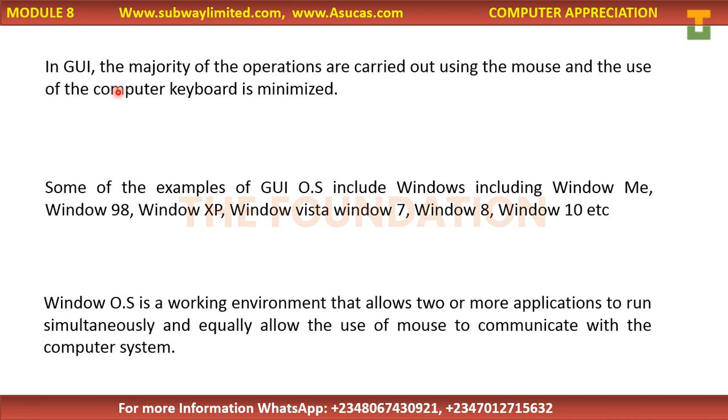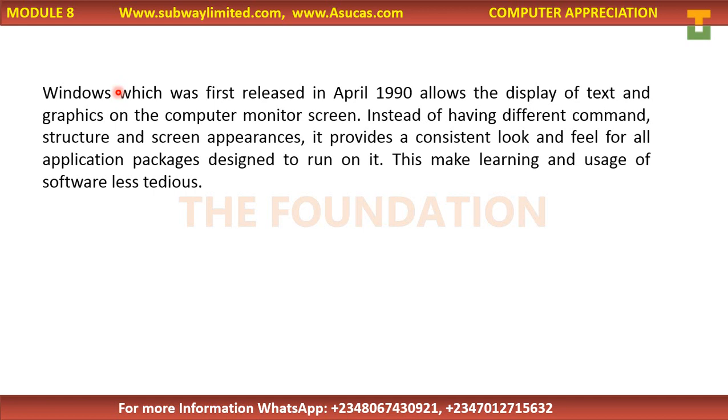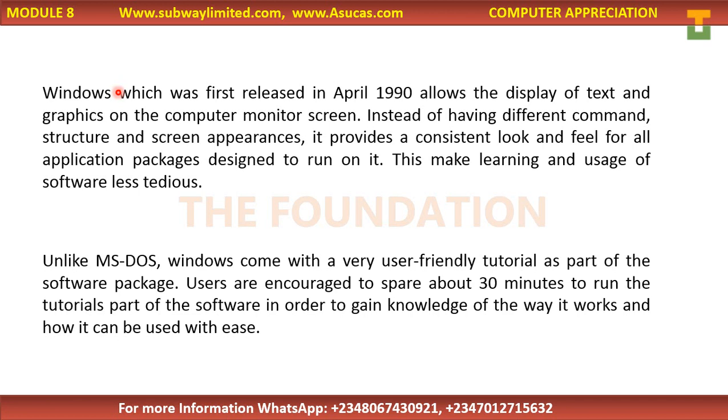Windows is a working environment that allows two or more applications to run simultaneously and equally allows the user of the mouse to communicate with the computer system. So we use text and graphics which are normally displayed on the monitor in the Windows operating system. Unlike when we were using DOS, where we need to type commands for it to work. Unlike MS-DOS, Windows comes with a very user-friendly interface.